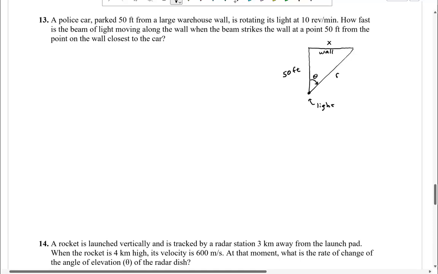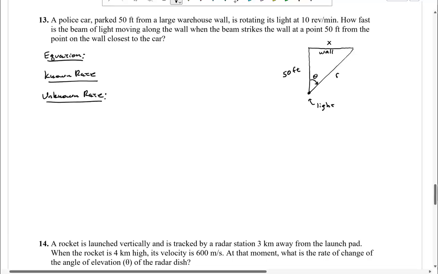Imagine this light is going around in a circle. That would be the radius of the circle. Now, we're going to need an equation, a known rate, and an unknown rate.